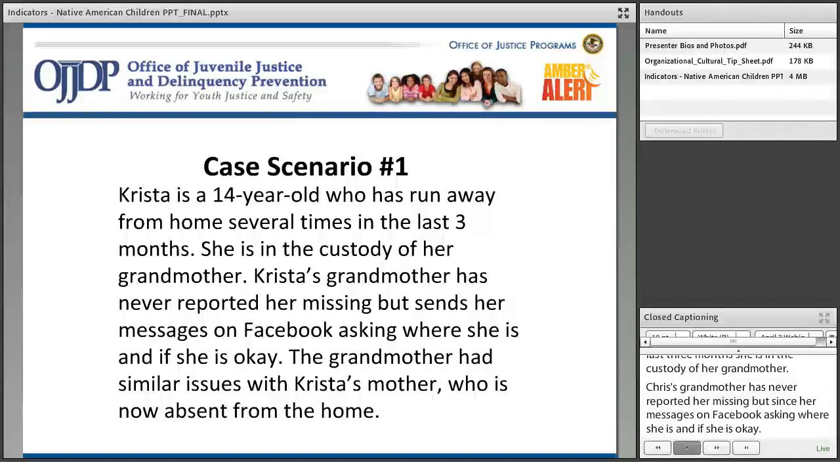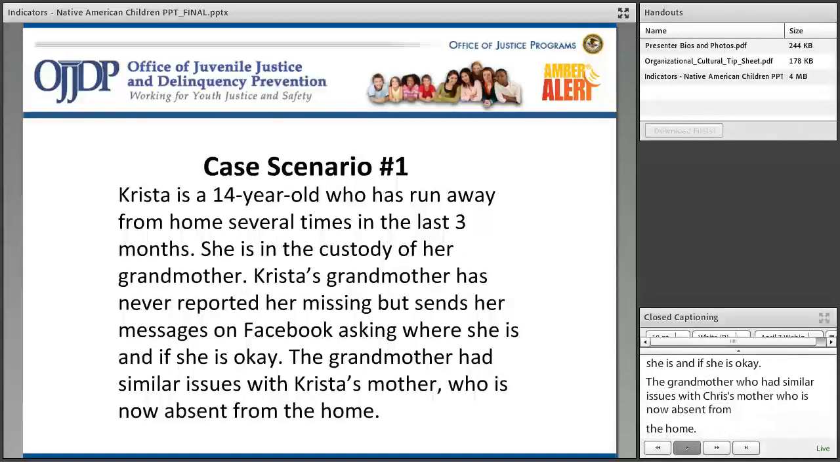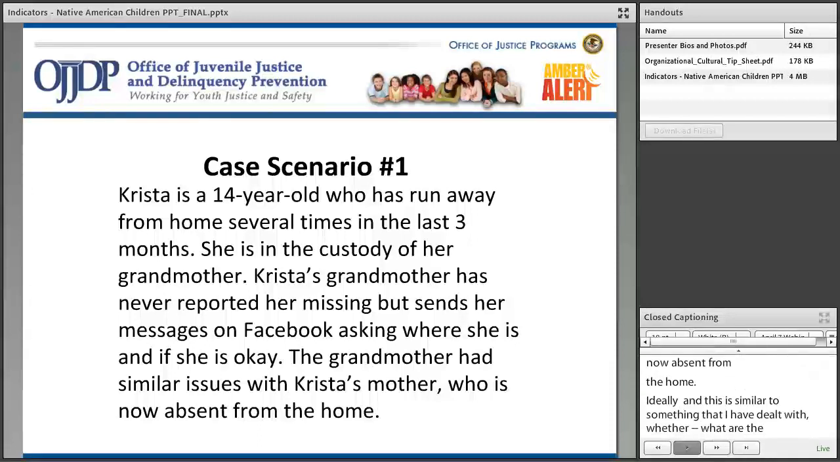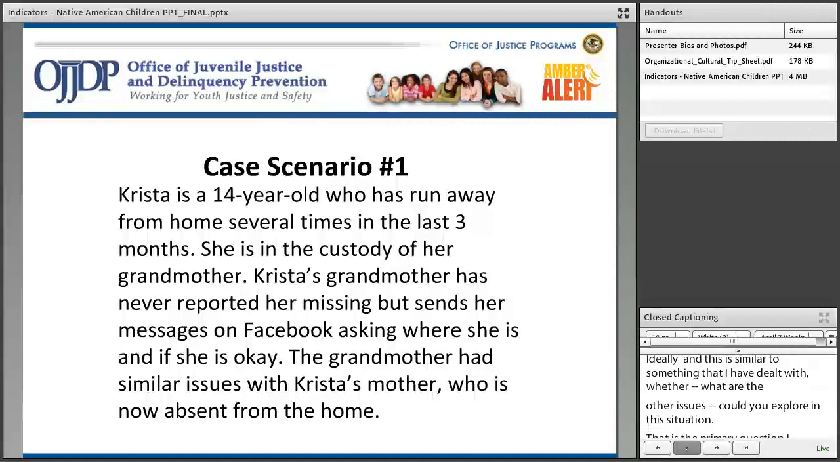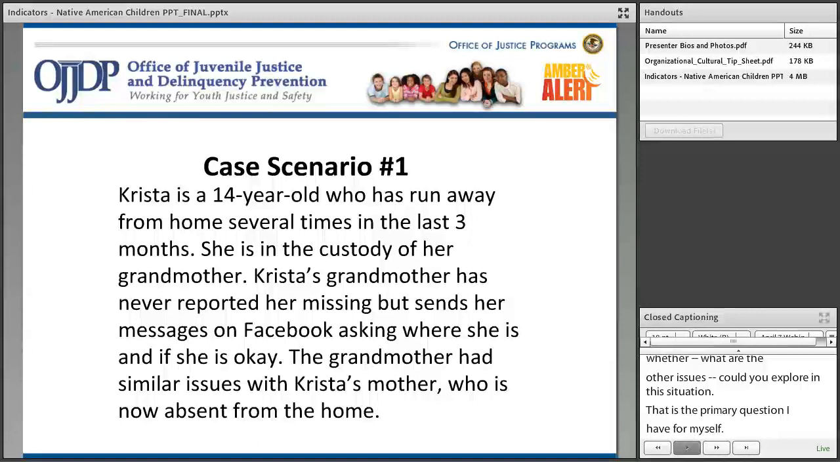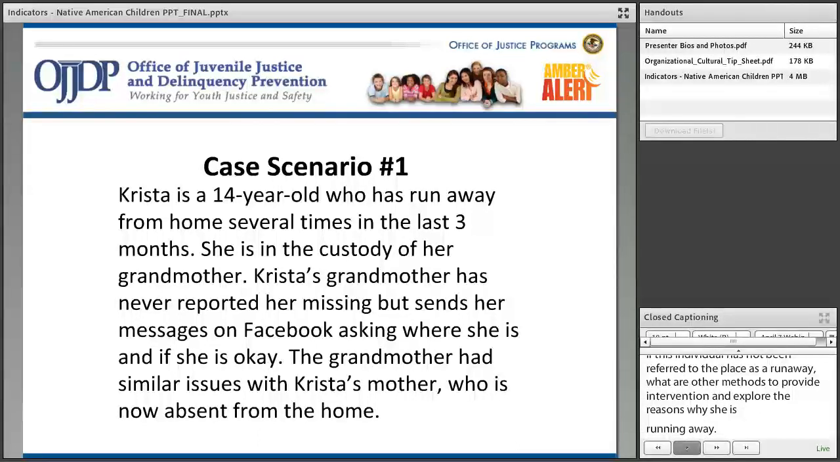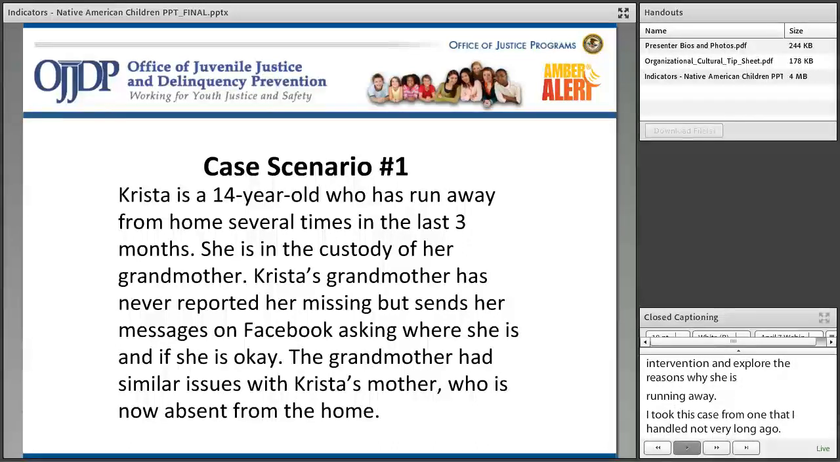So, ideally, and this is similar to something that I've dealt with, what are the other issues? What other issues would or could you explore in this situation? And that's the primary question that I have for myself. But if this individual has not been referred to the police as a runaway, what are other methods to provide intervention and explore the reasons why Krista is running away? And I took this case actually from one that I handled not very long ago. And when you look at the individual indicators and you look at who may be observing these indicators, it always triggered me back to our schools.